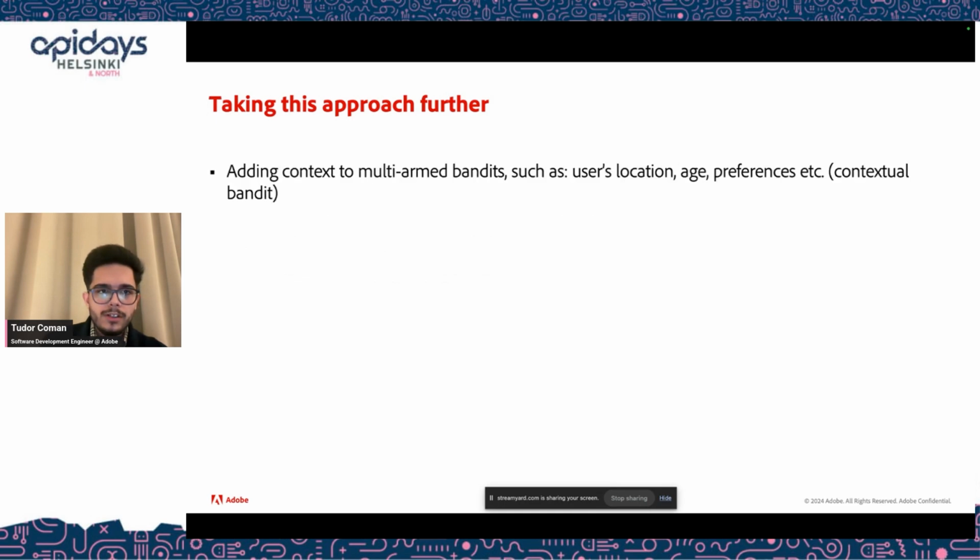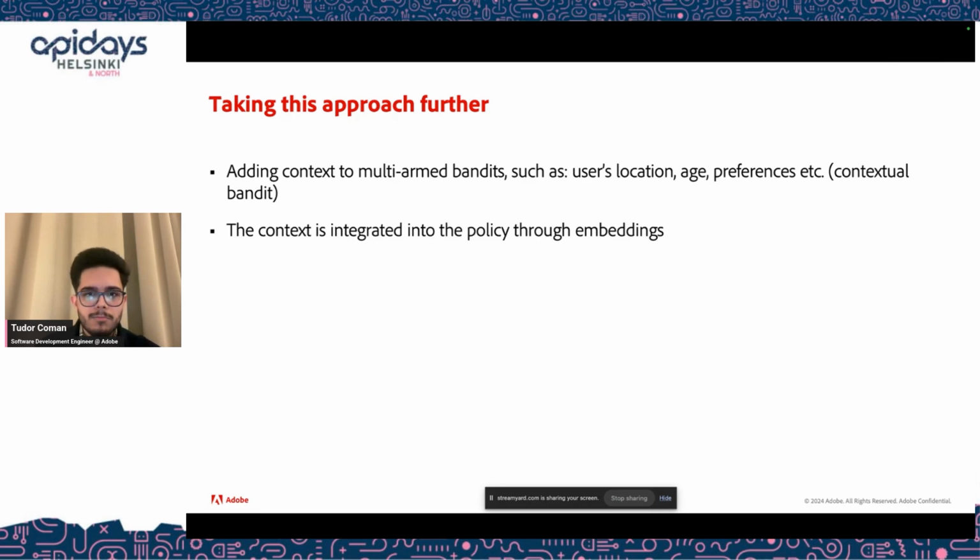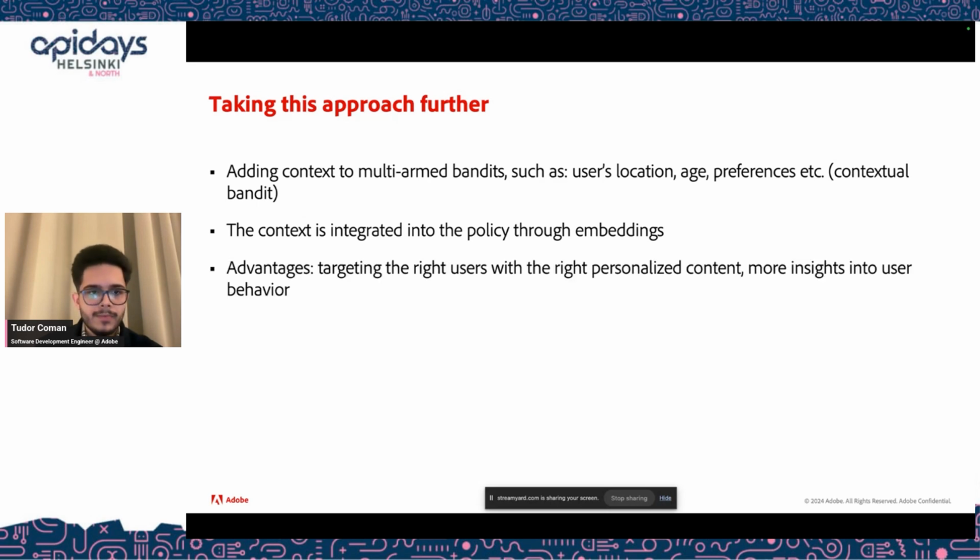Taking this approach further, you can add context to multi-arm bandits, such as users' location, age, preferences. It depends very much on the data that you have on hand. This would be called a contextual bandit because it uses some more context information. The context is integrated into the policy through embeddings. You can use a variety of embedding algorithms. Like I said before, whatever works best for you is what you should do.